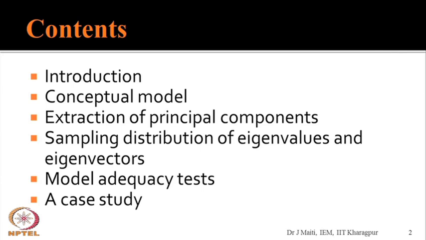First we will describe the basic concepts prevailing with principal component analysis. Then we will see how principal components can be extracted from a given data set. Then we will go for sampling distribution of eigenvalues and eigenvectors. You will see that eigenvalue eigenvector decomposition of the covariance or correlation matrix is the means for extracting principal components. Then followed by model adequacy tests. Then we will describe one case study.